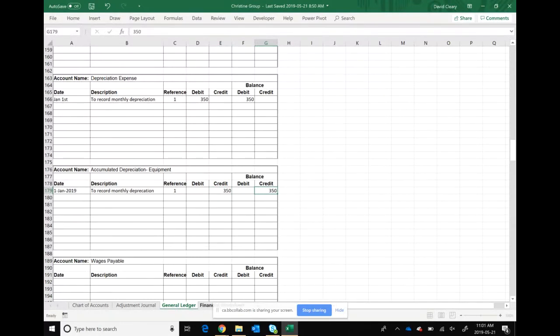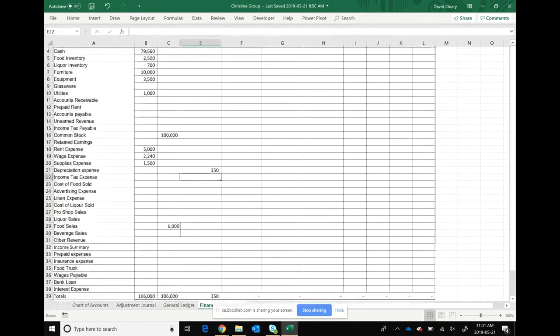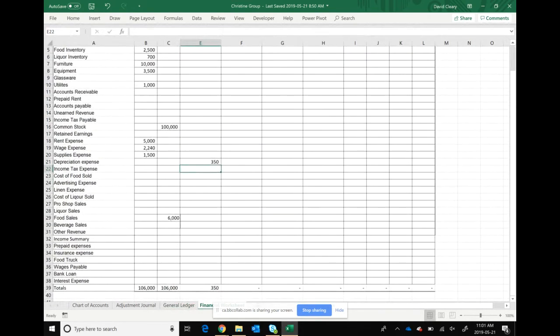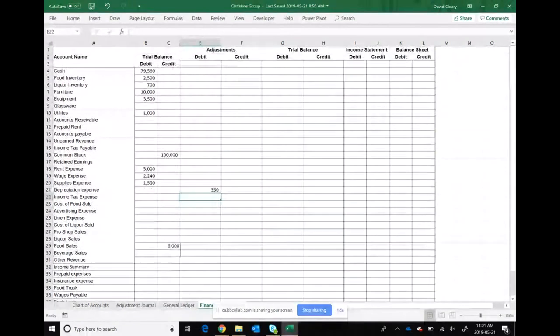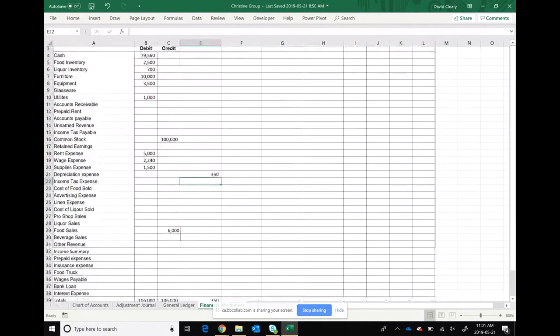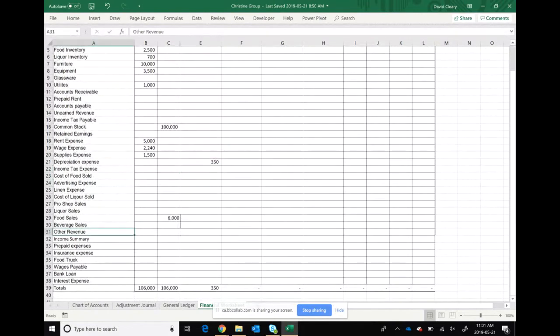So we go back to our worksheet here. Find our accumulated depreciation, wherever it might be, if it's on there, I hope. It is not, so I'm just going to put it in quickly.